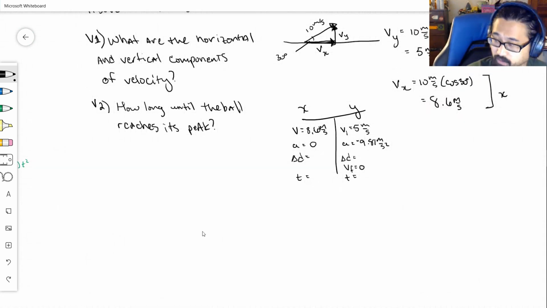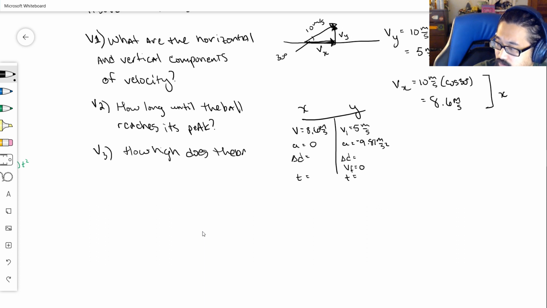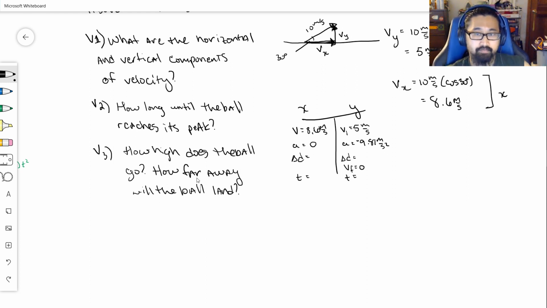The third version of this question. How high does the ball go? Or how far away will the ball land? That's the last version of this question, and if you think about it, this is also something that we've done. The only trick, how high does the ball go, is only taking into account going from here to its highest point.